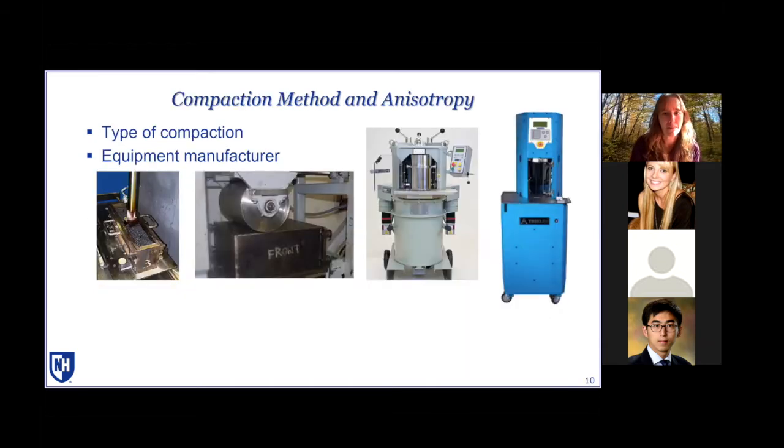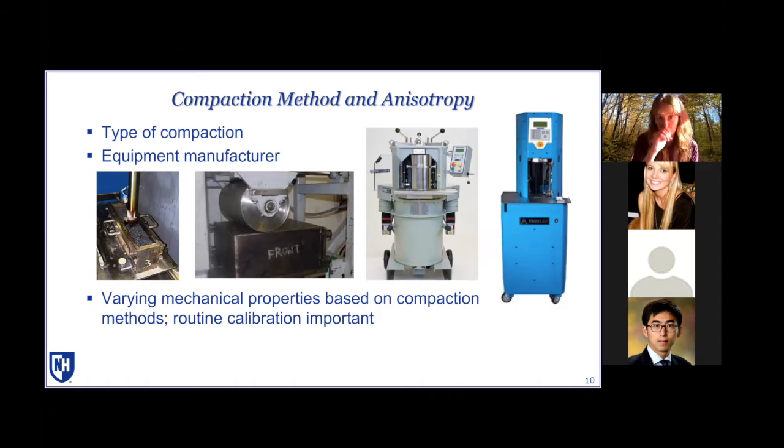In terms of compaction method, there are impacts in terms of the type or mode of compaction, whether it's a gyratory, kneading compactor, or slab compactor, and there are differences that have been observed for different equipment manufacturers for the same type of compaction. One of the things that's key for those compaction methods is that the equipment really needs to be calibrated routinely. And in terms of anisotropy, several studies have looked at this, and there are conflicting results in terms of whether differences in performance properties are measured or not.